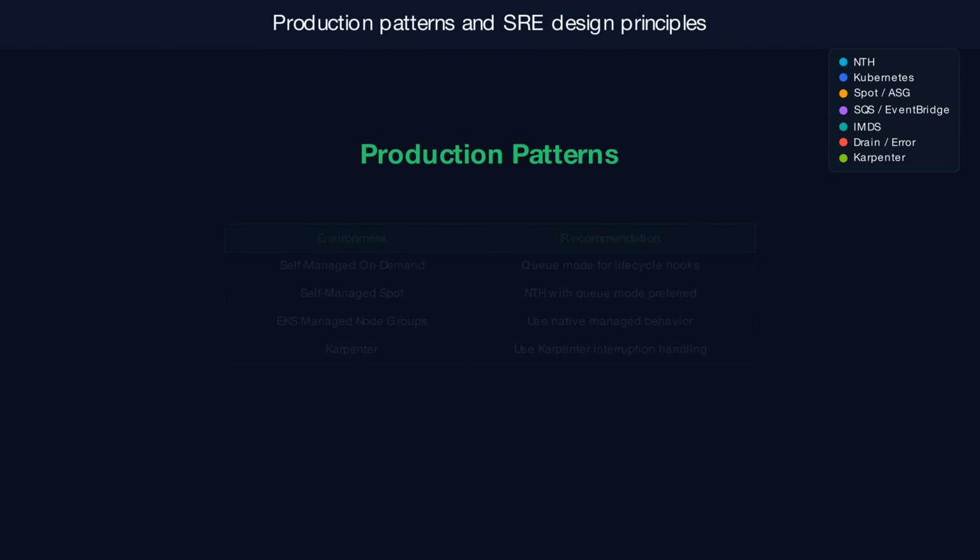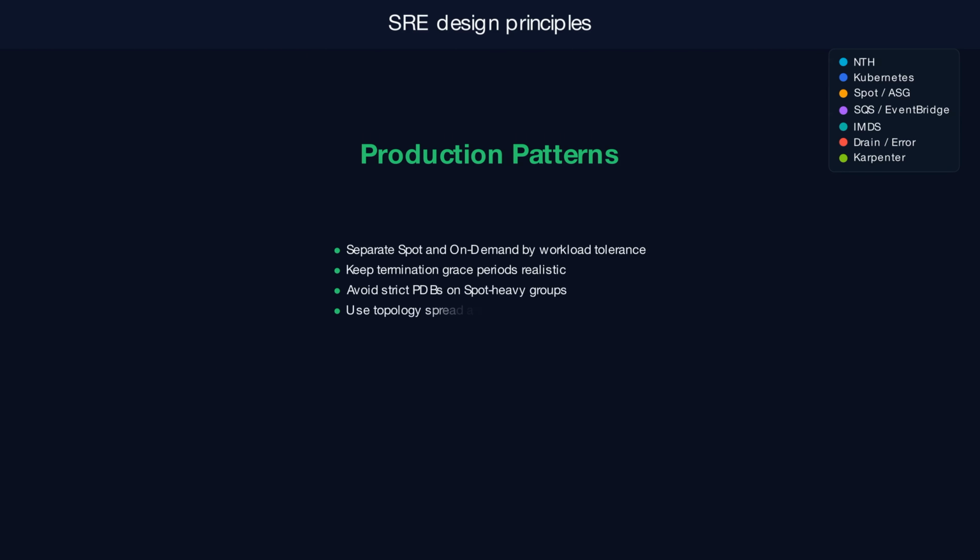Beyond the node type decision, follow these SRE design principles. Separate spot and on-demand into distinct node groups by workload tolerance. Keep termination grace periods realistic, not longer than your actual drain window. Avoid overly strict PDBs on spot-heavy groups. Use topology spread and anti-affinity to distribute risk. Run game days that simulate spot interruptions and ASG scale-in events. And never co-install overlapping interruption handlers on the same nodes.